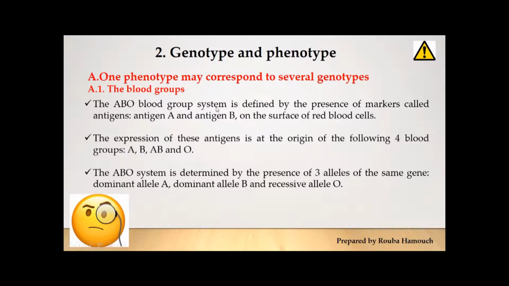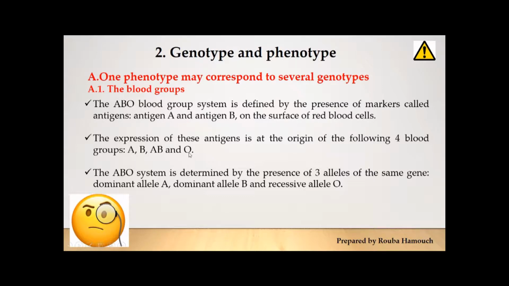The ABO blood group system is defined by the presence of markers called antigens. Markers means proteins expressed on the surface of the cell that constitute its biological identity. So the red blood cells express on their surface proteins or markers called antigens or agglutinogens. We have antigen A, we have antigen B. The expression of these antigens is at the origin of the following four blood groups. According to the combination of alleles and the expression of these antigens, we have four different groups: group A, group B, group AB, and group O.